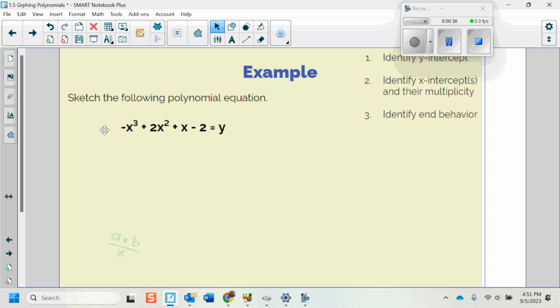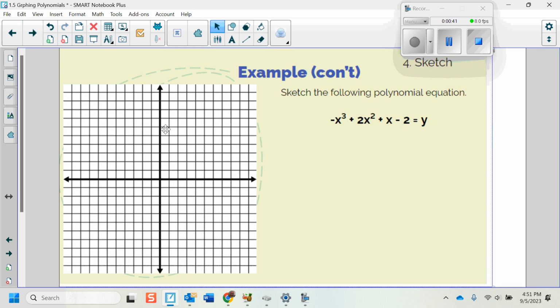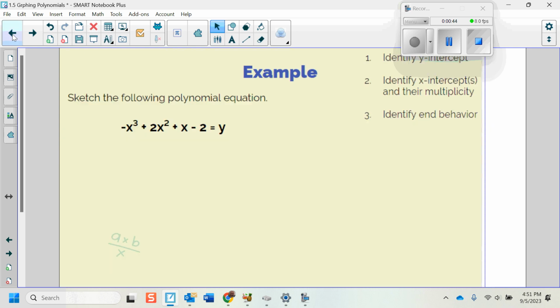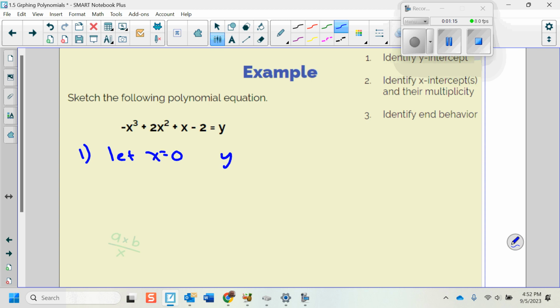First one here. We're going to be sketching this now. The next slide I actually have where I can sketch it. First, though, let's go ahead and do the first 3 steps. There's 4 steps to this, and I'd probably go ahead and take notes of those as bullet points. We're identifying the y-intercept. To identify the y-intercept, we let x equal 0. So if I let x equal 0, then y is going to equal -2. So that gives me a point, (0, -2).